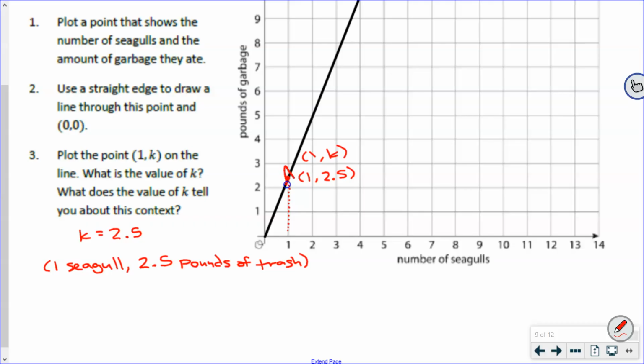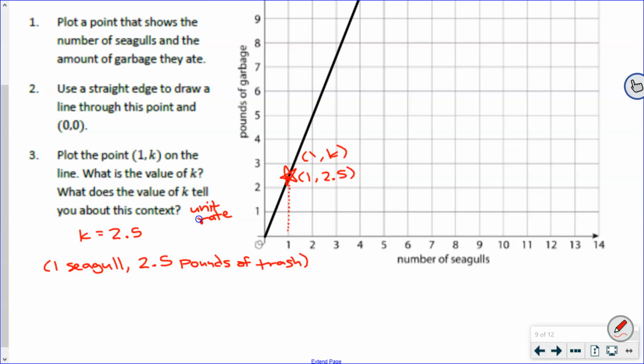And this is a really important point again. I'll wait, that's fine. It's such an important point. I'm going to put a star there again. Because what does that point represent? It is the constant of proportionality and the unit rate. Yes, they're the same thing.